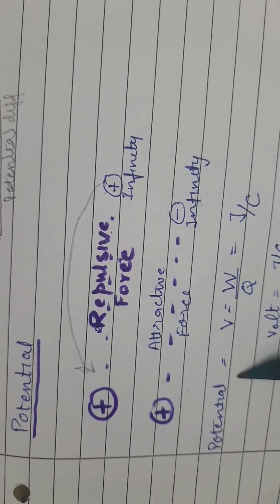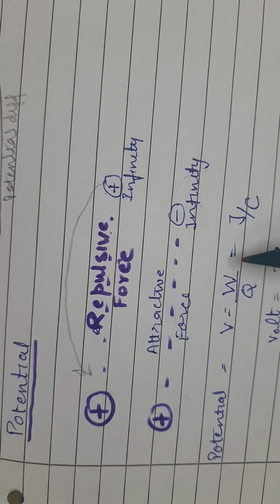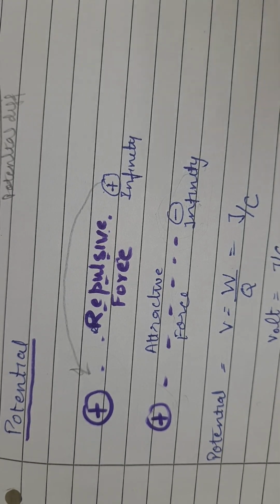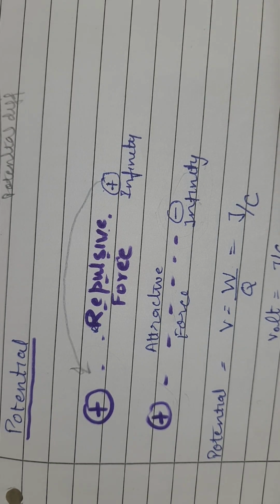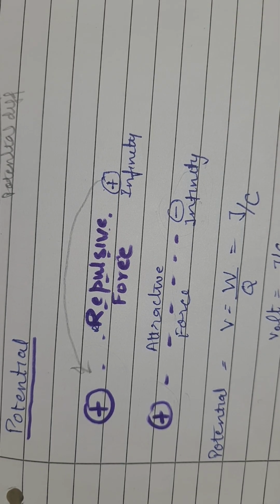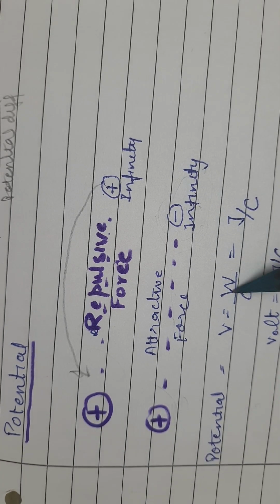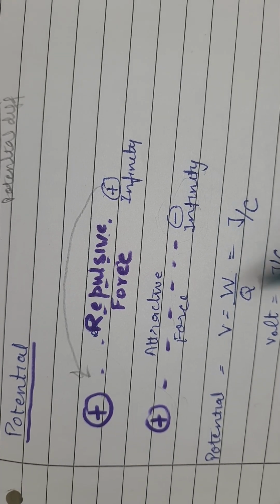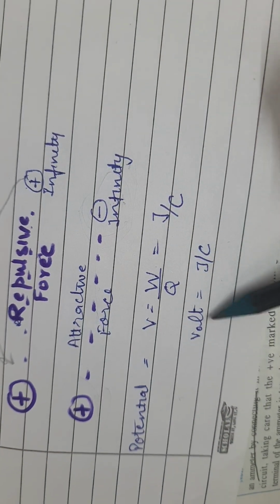So that is said to be potential, and being the definition, the formula is work done by charge. Work done in getting a charge from infinity, this word infinity is very important, to a particular point is said to be potential. The formula is work done divided by charge. The unit of work done is joule and of charge is coulomb, so joule per coulomb, and this is said to be volt.